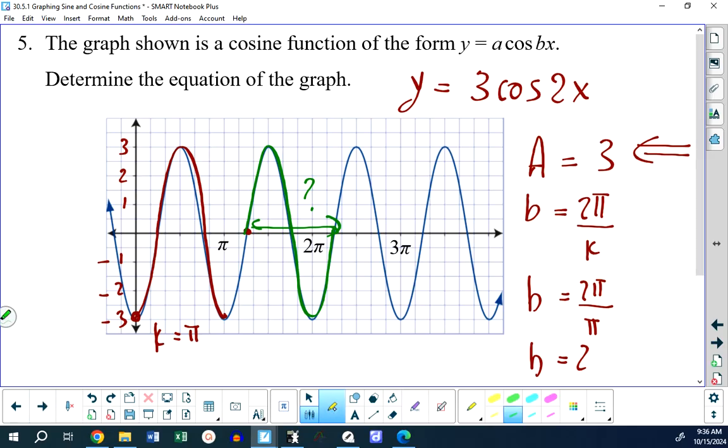Cosine has a start point. You can say positive, but that's going to change tomorrow, okay? It's better to say top. Cosine normally starts at the top and goes down. This graph actually starts at the bottom and goes up. So in your words, you said there's also a reflection. A vertical reflection, which means that a, little a, is actually -3, and we're done.